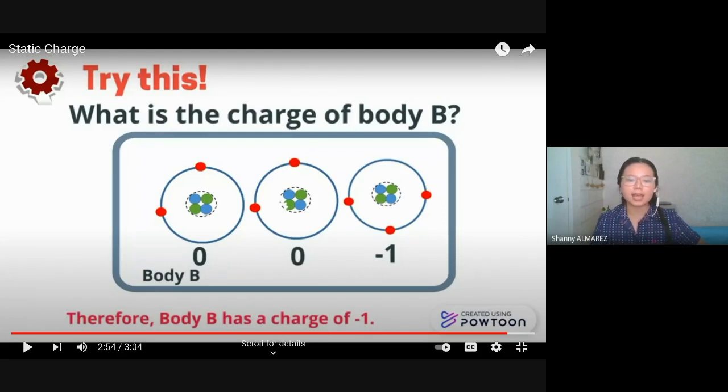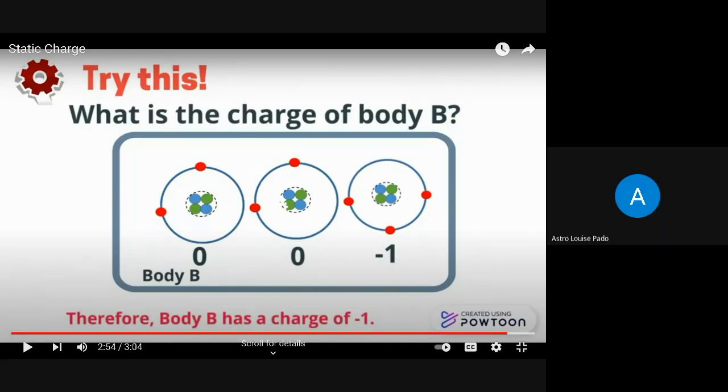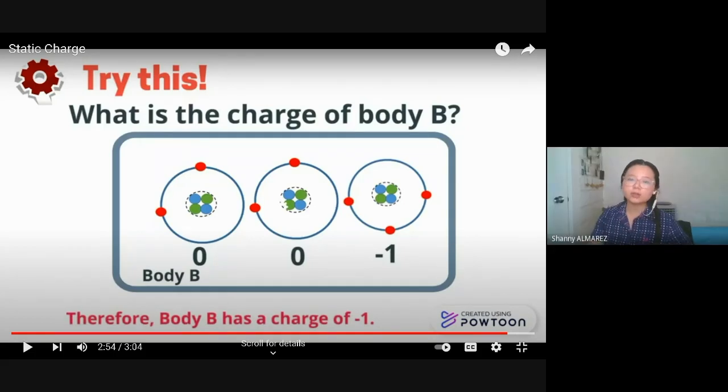All right. So, are there questions, clarifications related to this concept? May question pa ba kayo? Sige, Astro. Ma'am, doon po sa activity natin kanina with the hair and the balloon. Why is it, ma'am, that the electrons transfer from the hair to the balloon and not the other way around po? Okay, so that's a good question.